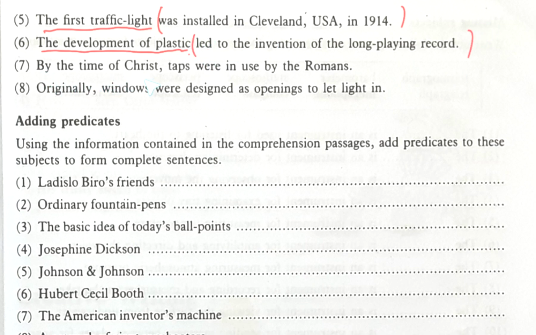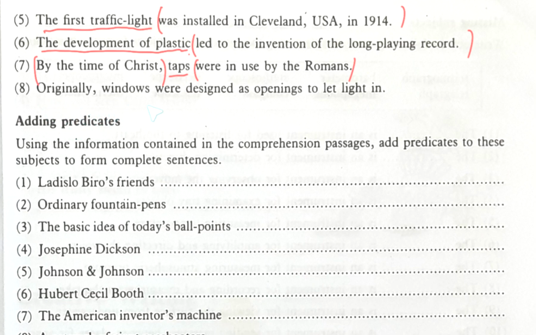Number 7: By the time of Christ, taps were in use by the Romans. You have to remember, the subject doesn't always take its place first in a sentence. Sometimes it may be in the middle or sometimes it may be at last. Here we will get the subject in the middle. Let's first try to find out the verb. Where is the verb? So who were or what were? The taps were. This is the subject and the rest of the words are the predicate.